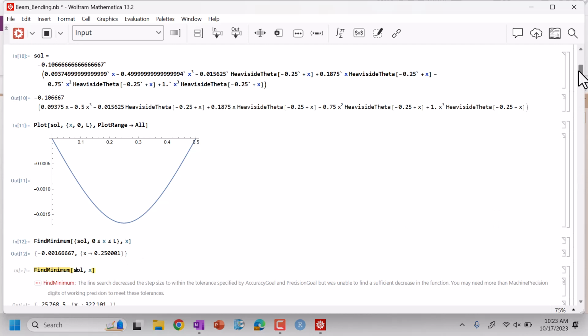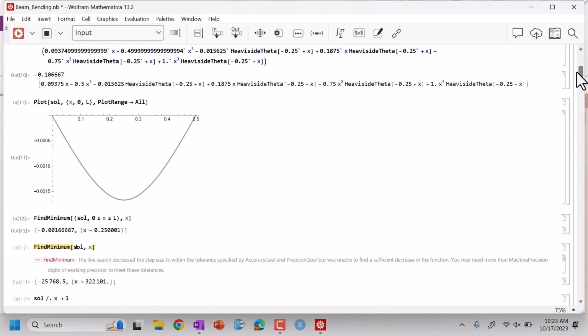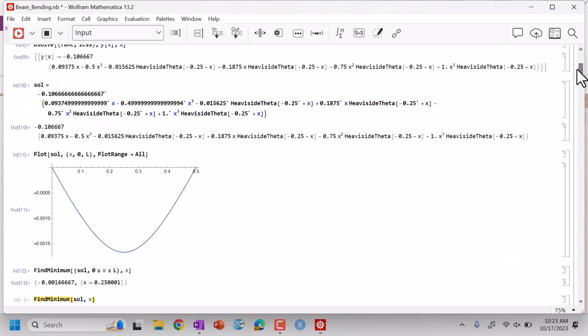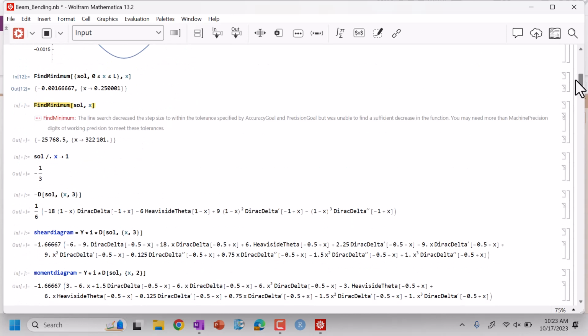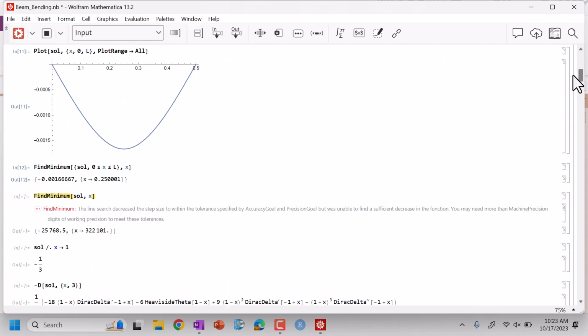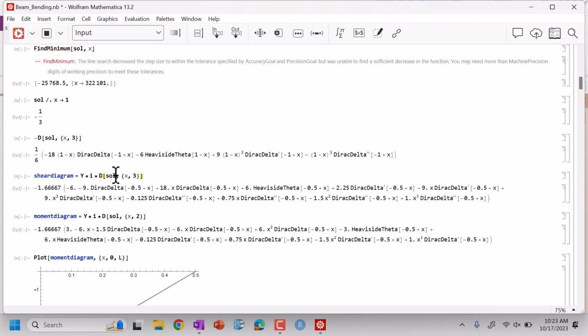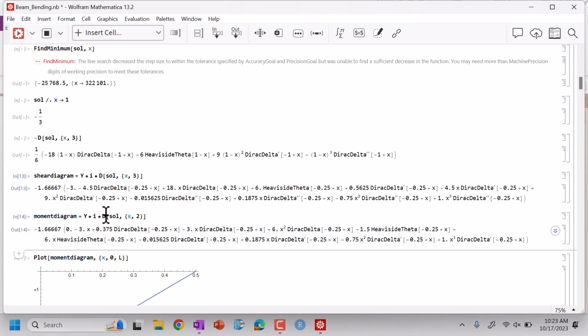And you can also find it elsewhere. So we can see where the maximum deflection is. If we were to put it in the opposite direction or pin it, we'd have to go up or find the maximum. So just be aware of that. Minimum will actually mean literally the minimum value. So shear diagram, y times I times our solution, moment diagram.